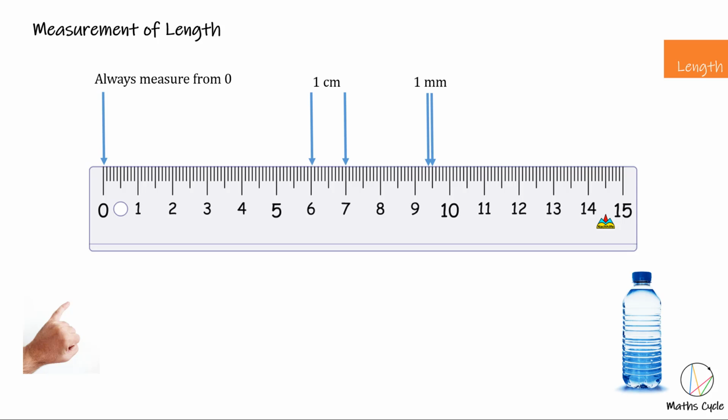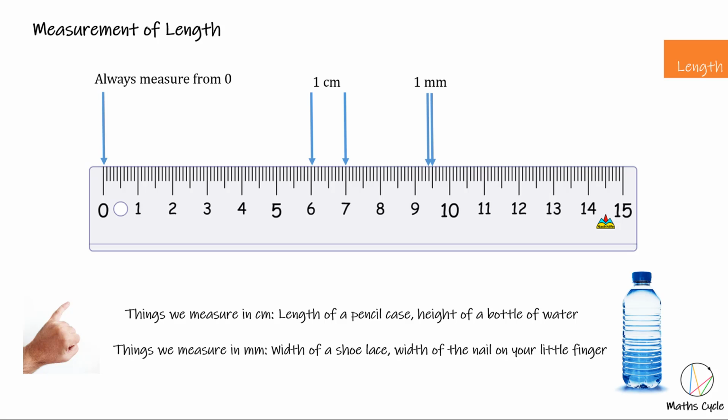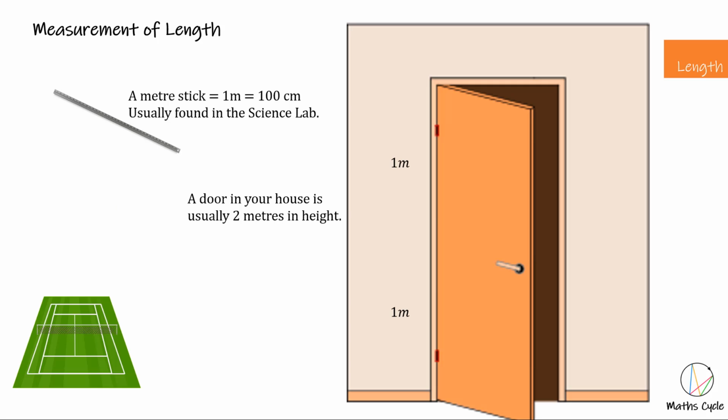Now, what sort of things do we measure in centimeters? So the length of a pencil case or the height of a bottle of water. What sort of things do we measure in millimeters? Well, the width of a shoelace or the width of the nail on your little finger. Now, some things are too big to use centimeters, and we then use a meter or a meter stick. So a meter stick is 1 meter equals 100 centimeters, usually found in the science lab.